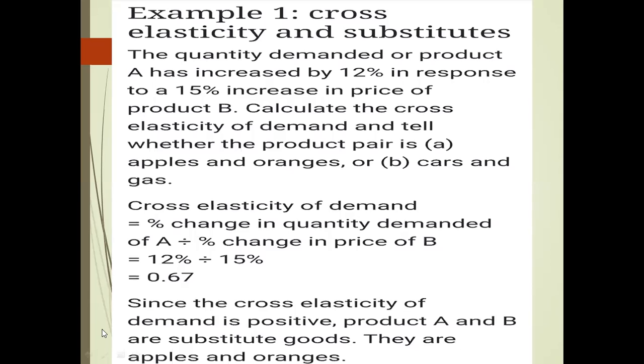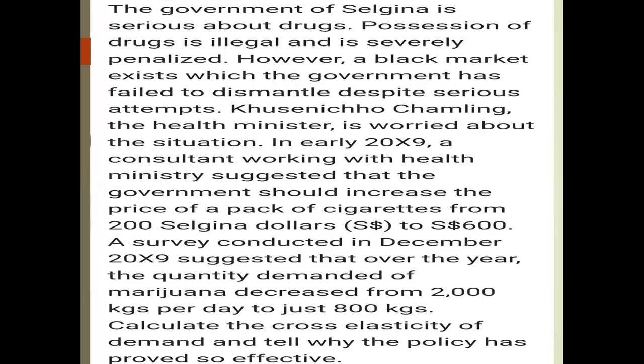So in this case, since the cross elasticity of demand is positive, products A and B are substitute goods. Okay, they are apples and oranges. Apples and oranges are substitutes because one apple can satisfy a similar need as the oranges, but car and gas are complementary because they go hand in hand. Second question is also related to the cross elasticity of demand. Let's see the question.